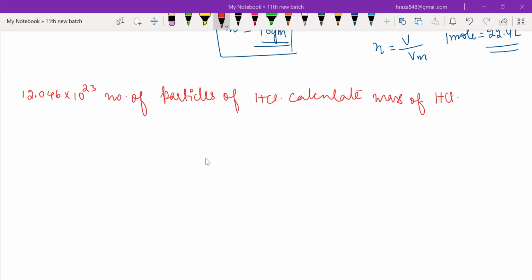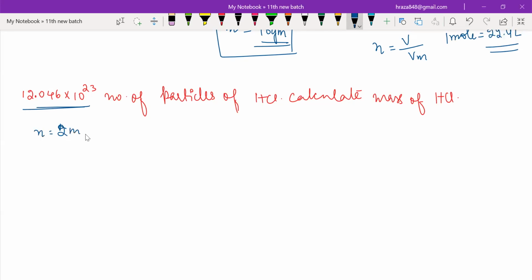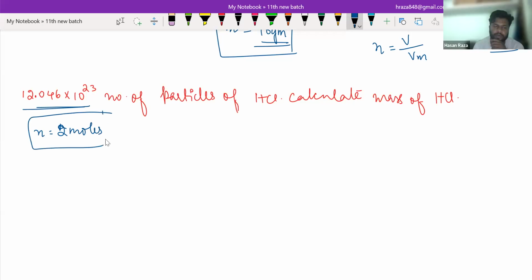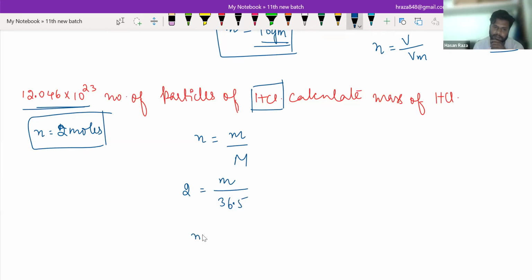The 73 grams. 73 gram, you are saying. Just tell me the number of moles you have calculated from here. 2 moles. Now we are going to say number of moles is equal to given mass upon molar mass. Here is 2 moles. Can you tell me the molar mass of HCl? It will be 36.5. Very good. This will be 73 gram. Got it? Yes, sir.